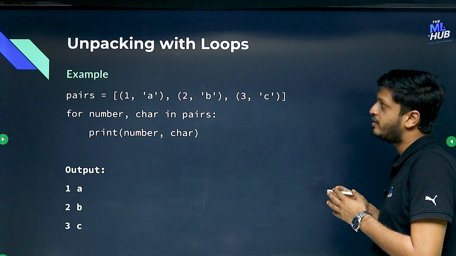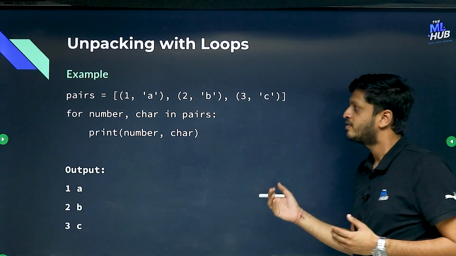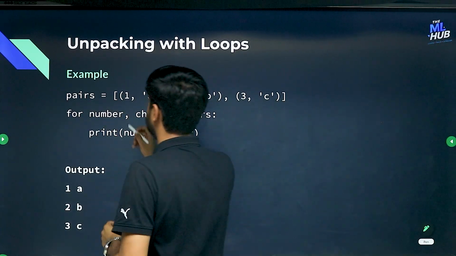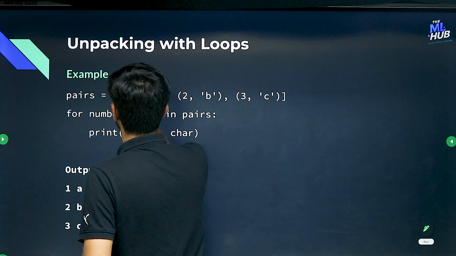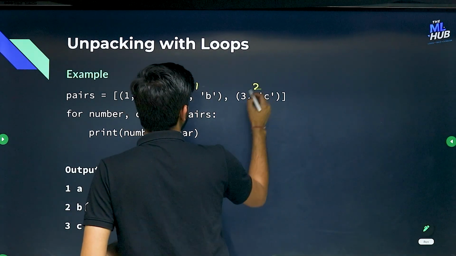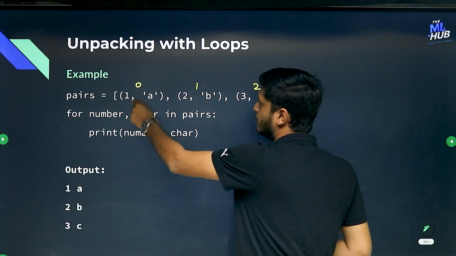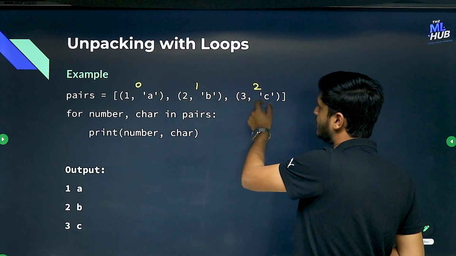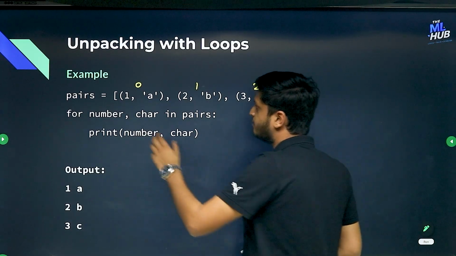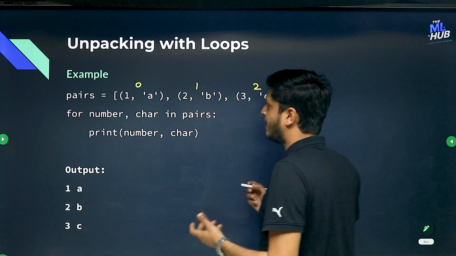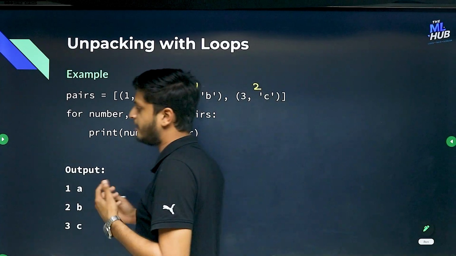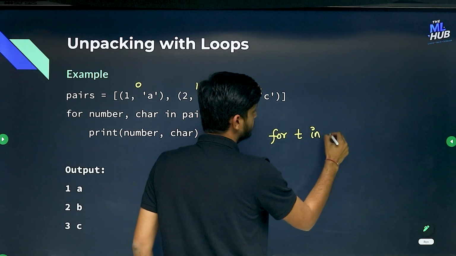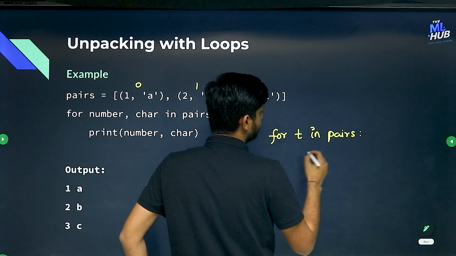Now you can actually do unpacking with loops as well. Let us say there is a pairs list containing tuples. This is index 0, this is index 1, this is index 2. At index 0 you have a tuple containing 1 comma A, at index 1 a tuple containing 2 comma B, and at index 2 a tuple containing 3 comma C. So you can write for number comma char in pairs. Why do we write it like this? You could have done it like this: for tuple in pairs, you can print tuple.